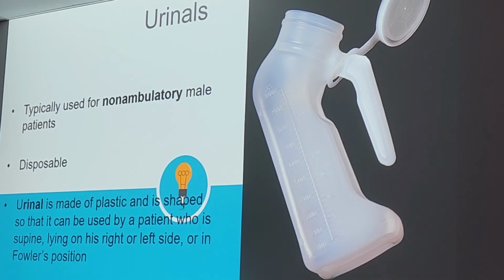So urinals are made of plastic and shaped like this, so it can be used by a patient who is laying supine, laying on their right or left side, or in Fowler's position, sitting upright.